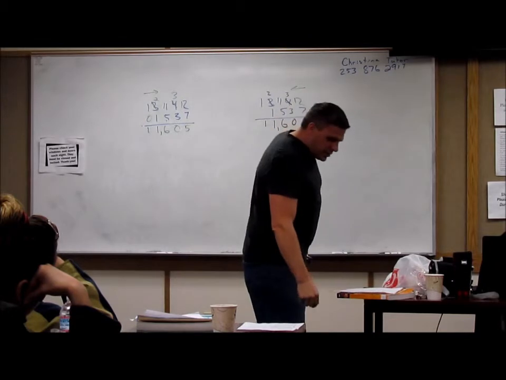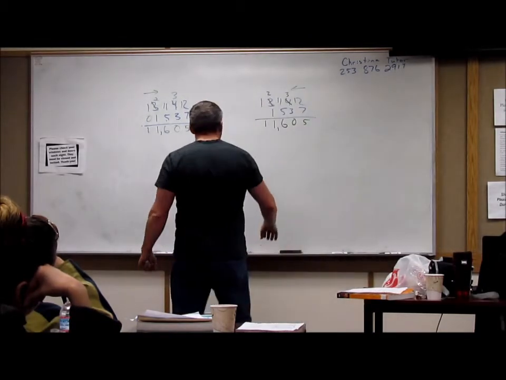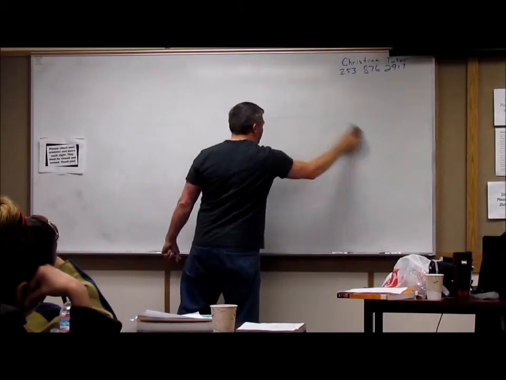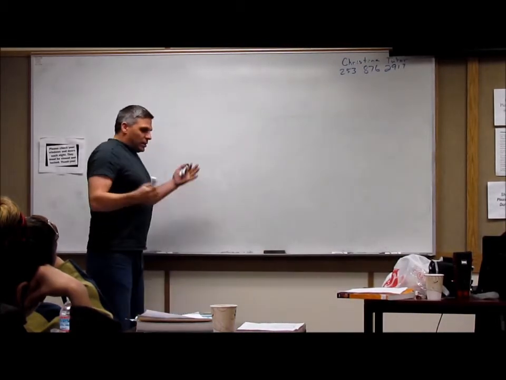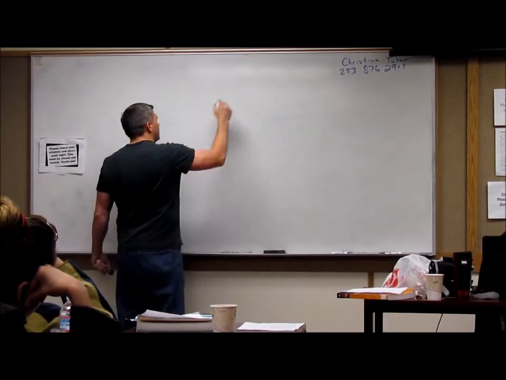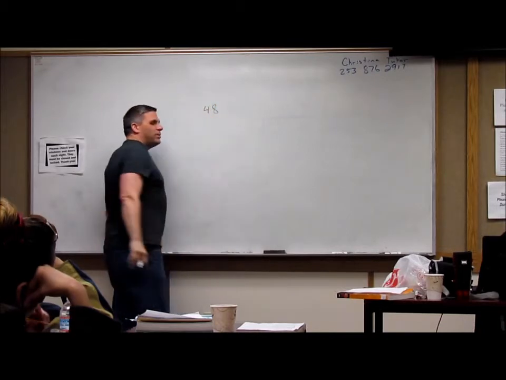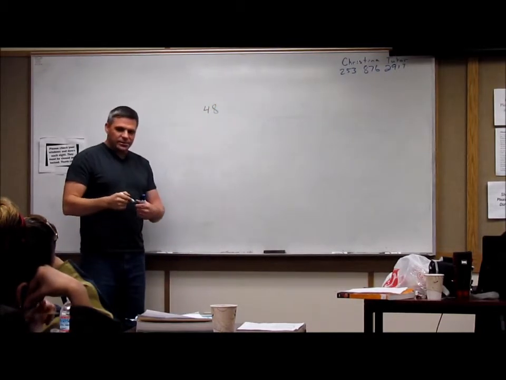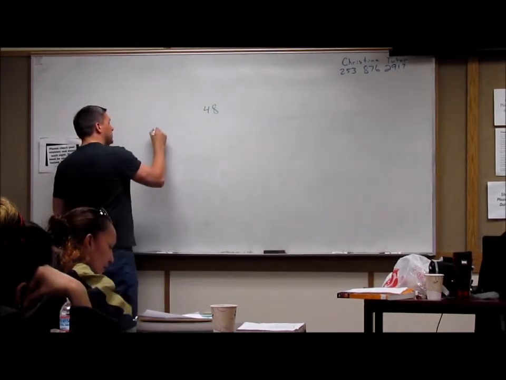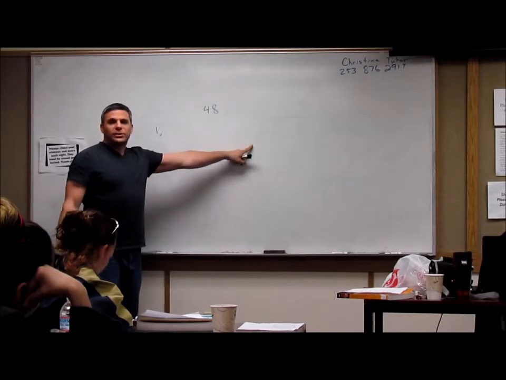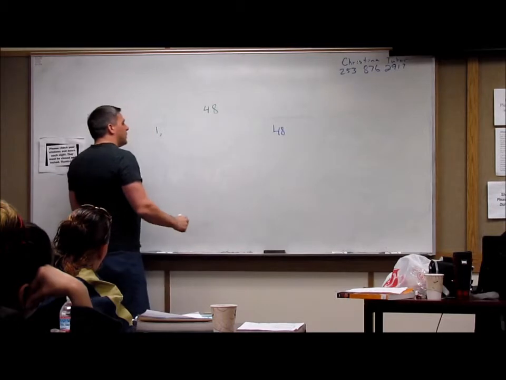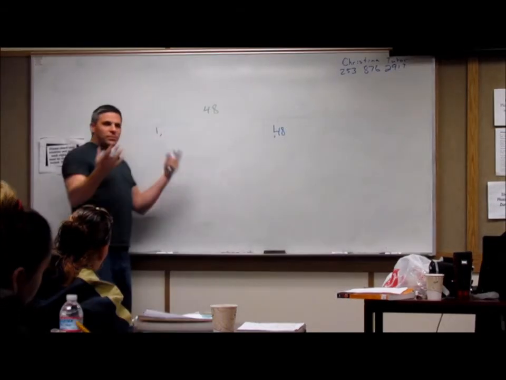Alright, so the next one is find all factors. Well, let's start with a number. How about 48? 48 is a good number, right? So I want to find all the factors of 48. And this is the way I would do it. I would start with 1. And what's the other factor with 1? 48. And then I would move on from there.